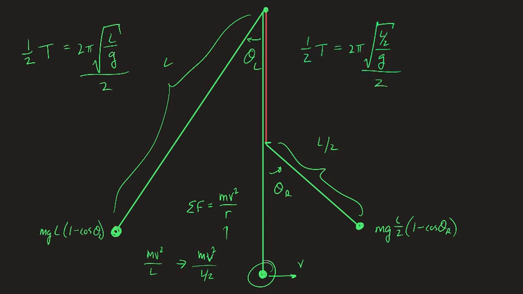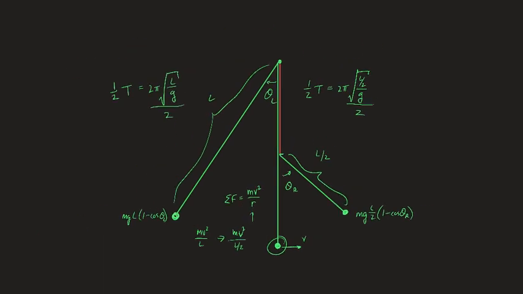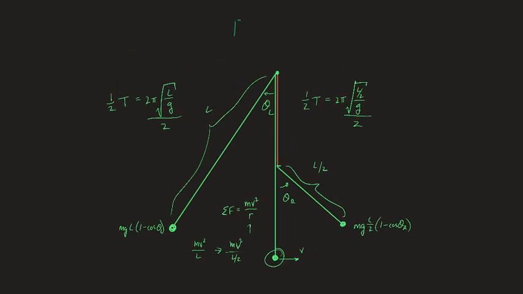So if you want the total period of the system, T total would be 1/2 of 2 pi times the root of L over g plus 1/2 times 2 pi times the root of L over 2 over g. That would be the period of oscillation. It spends half of the time with less period.